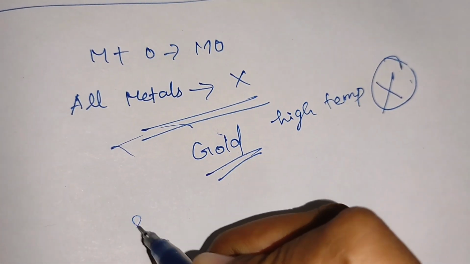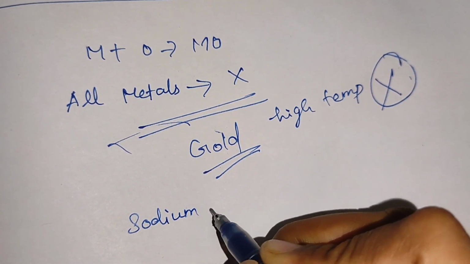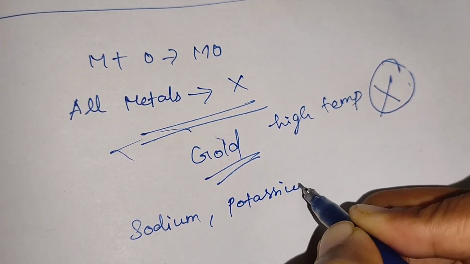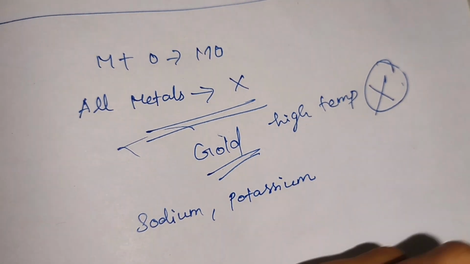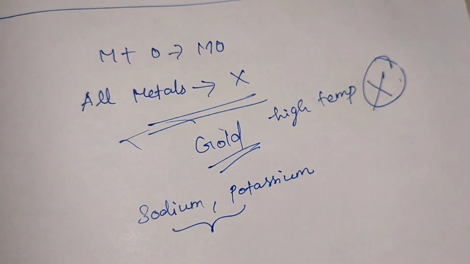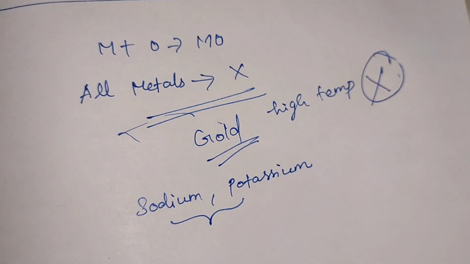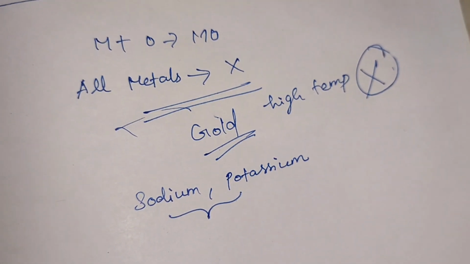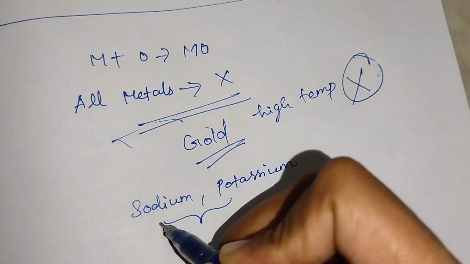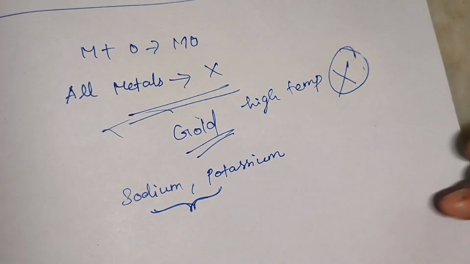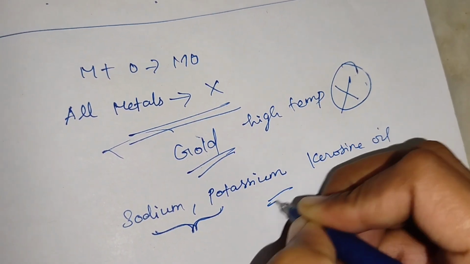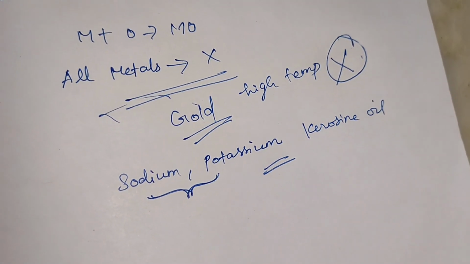Another example, sodium and potassium. We know that when these two are kept in open air, they catch fire vigorously. So they are kept in kerosene oil because they catch fire easily.